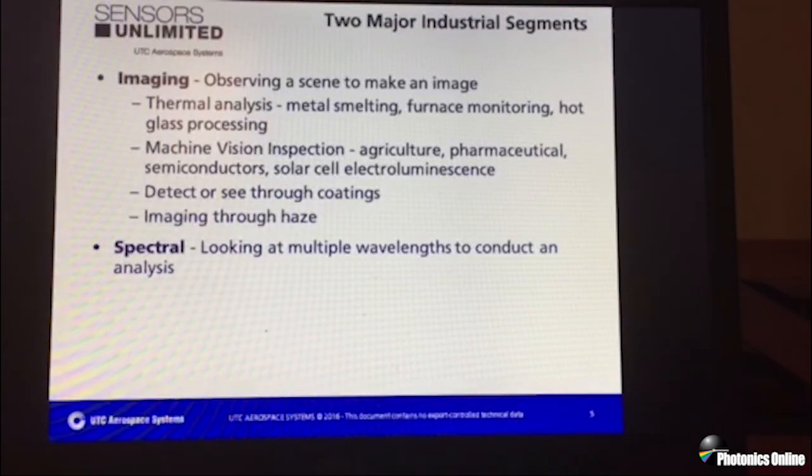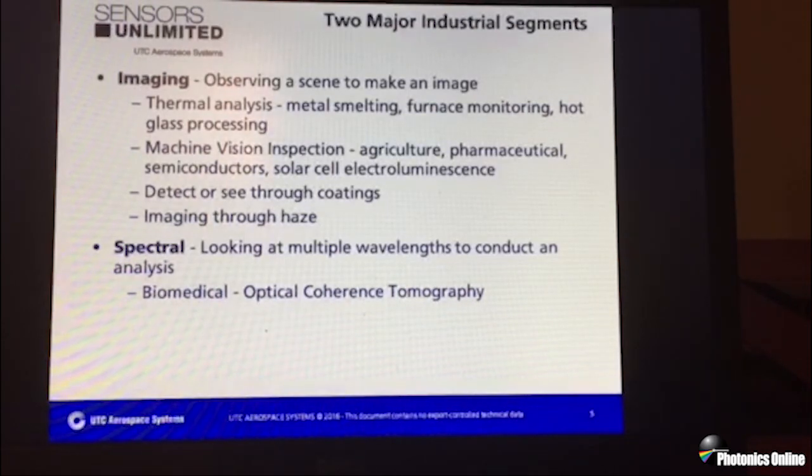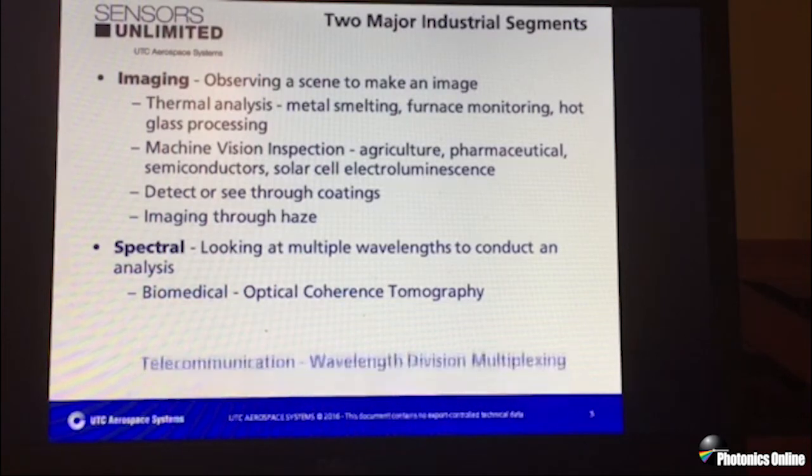In spectral imaging, which can be hyperspectral, multispectral, or even just one or two wavelengths, we're used in a number of the applications just mentioned in machine vision, but also a special case for biomedical called optical coherence tomography. In this case, the tissue itself is very scattering, and we can be used to analyze the spectral characteristics of an interferogram to deduce the structure underneath the tissue surface. It also has an application in industrial film thickness measurement.